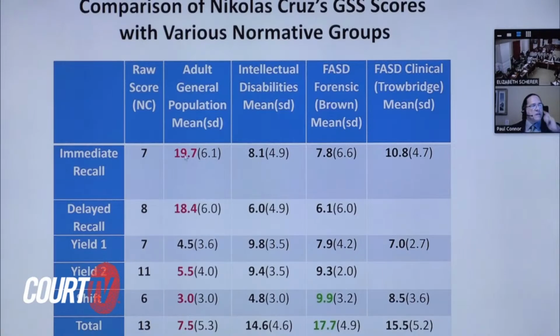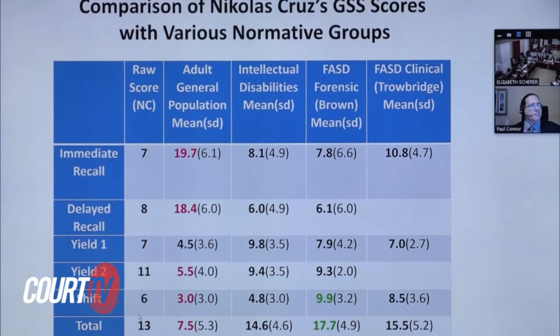And what we see is that compared to the normal individuals, and we saw that on the graph, compared to the normative group, Mr. Cruz is doing significantly worse with respect to immediate recall, immediately remembering a story, and delayed recall of that story, but fairly consistent with his performances for individuals with intellectual disabilities, the forensic population of FASD, and the clinical population of FASD. Relatively consistent there. When it comes to endorsing the questions that weren't in the story the first time through, again, not significantly worse, but trending towards poorer performance. Higher scores are bad here. Tending towards poorer performance compared to the adult general population, but relatively consistent with the other groups.